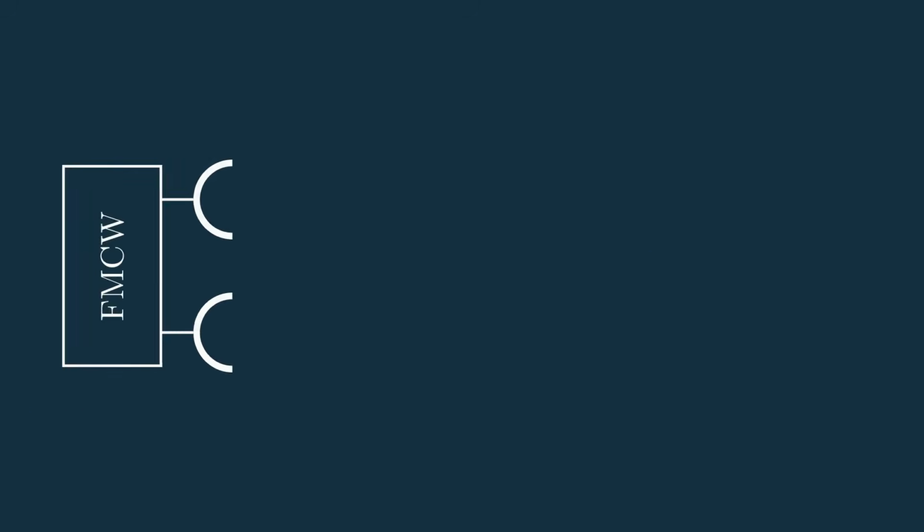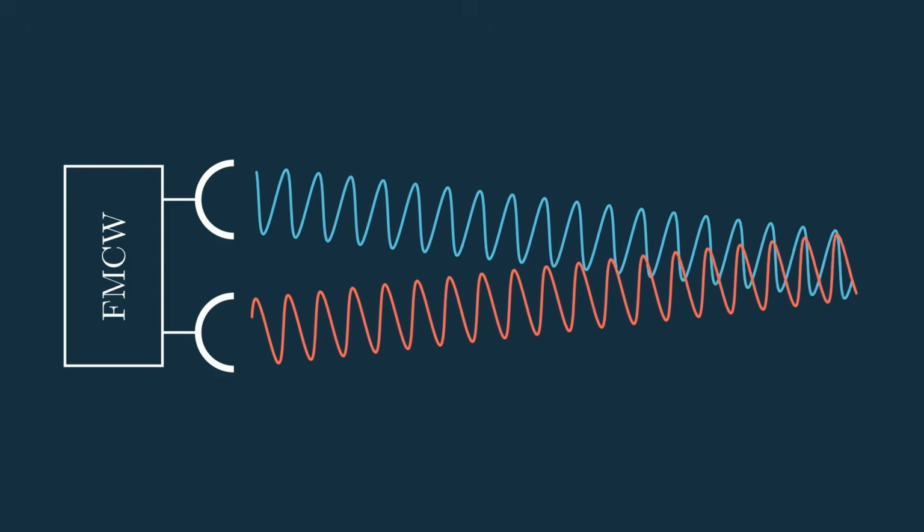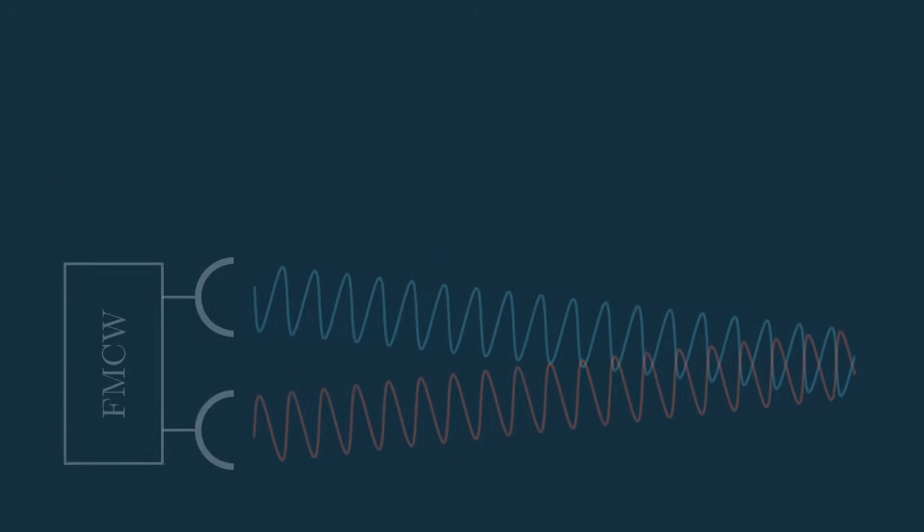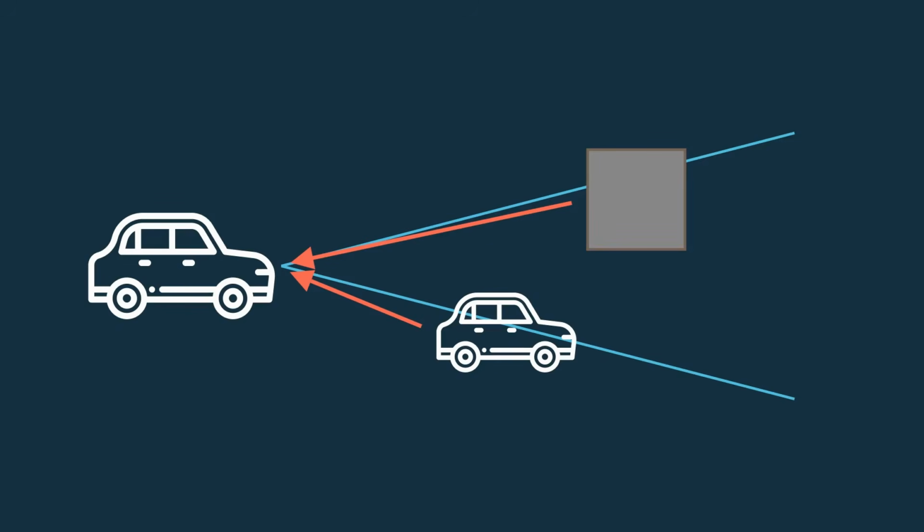Since many FMCW radars are constantly transmitting and receiving, they don't have this blind range problem, which is really awesome for applications like automotive radar, where you really need to be able to see other cars and obstacles, especially when they're very close to you.